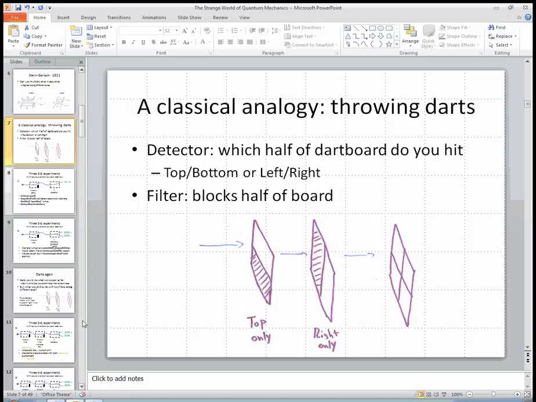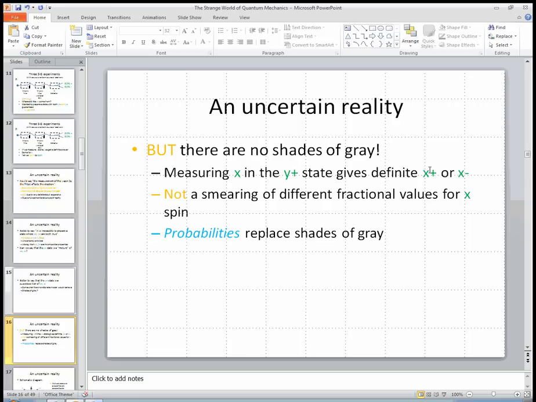And yet, even though you can't be halfway between x plus and x minus, the y plus state seems to want to replicate that. But it doesn't replicate it by having an intermediate value between fully plus and fully minus for x. It just says, half the time I'm going to give you x plus and half the time I'm going to give you x minus. So here's a schematic diagram.